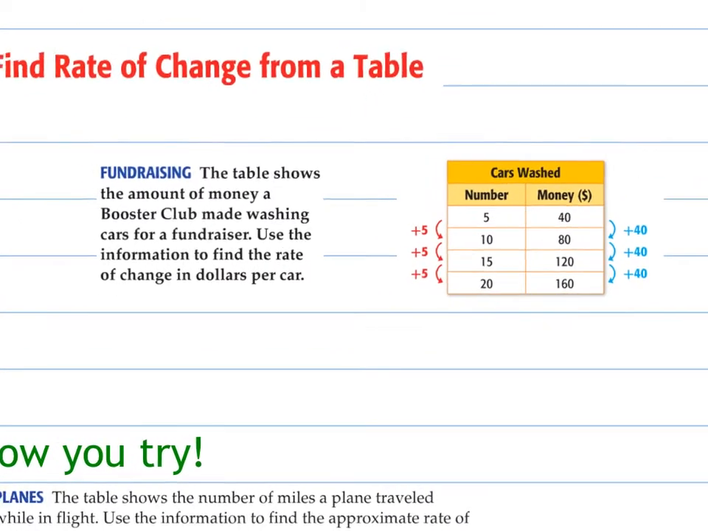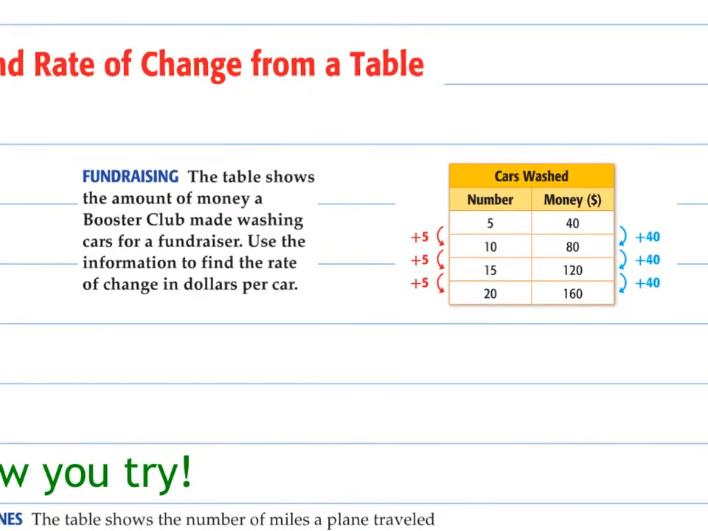The table shows the amount of money a booster club made washing cars for a fundraiser. Use the information to find the rate of change in dollars per car. So if we look at this table, it says cars washed, the number of cars for how much money they made. So we can see for every 5 cars, or after 5 cars, they made $40. After 10 cars, they made $80, $120, $160.